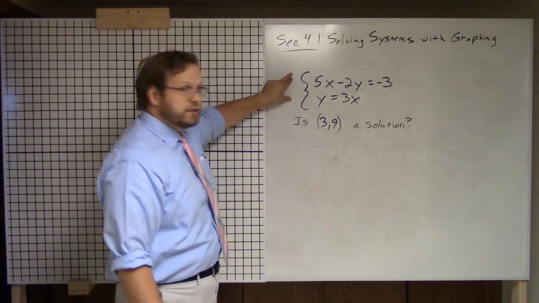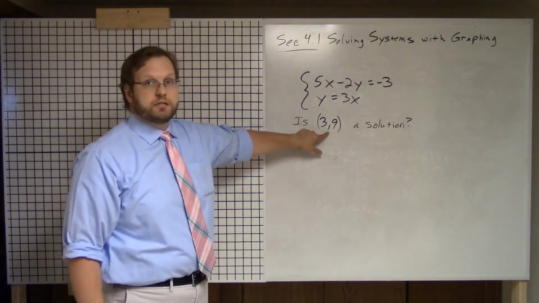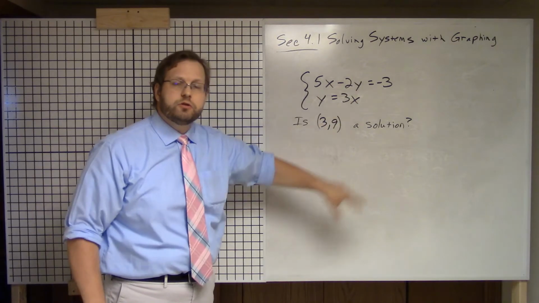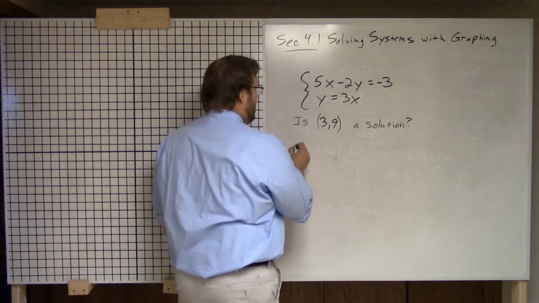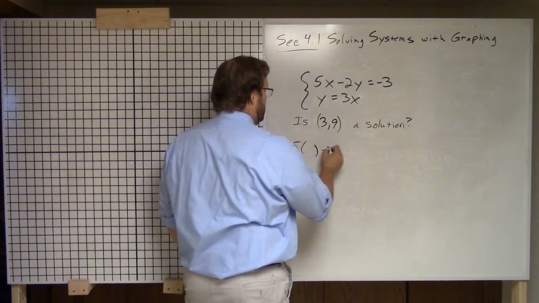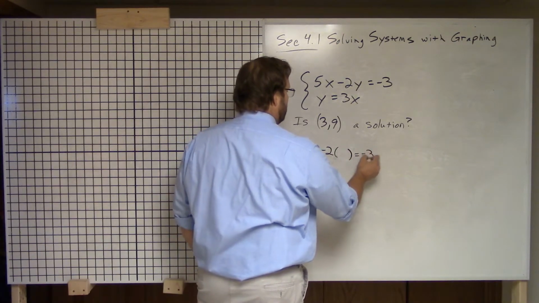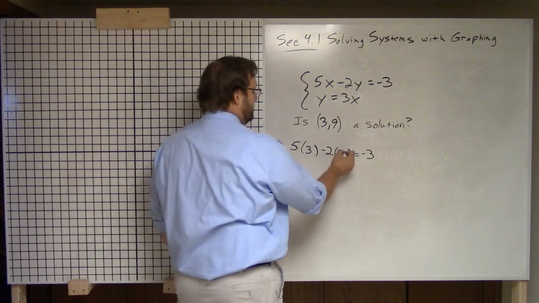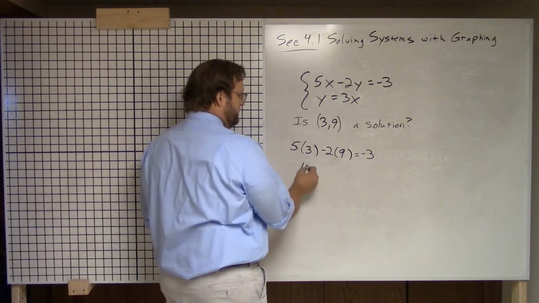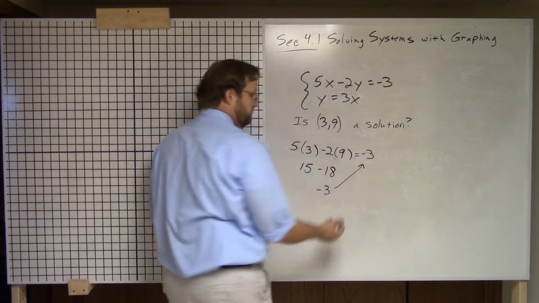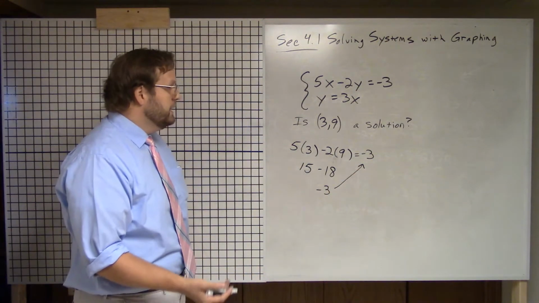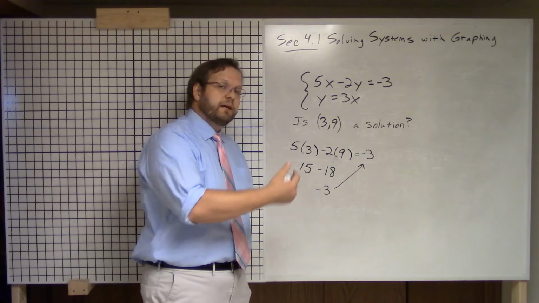Now we have a new system. We're asking if this is a solution. And again, this will all be given to you in the first few problems of this chapter. Now let's check it. I have 5x minus 2y equals -3. Plug in the x, plug in the y. 15 minus 18, -3. That works.